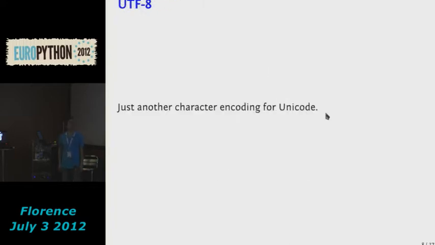Many people confuse Unicode with UTF-8. Actually, UTF-8 is just a character encoding for Unicode. Unicode is just that big list of characters and code points. UTF-8 is the way to tell the computer how these code points are actually represented in the hardware, which sequence of bits corresponds to a specific code point. So UTF-8 is just a character encoding for Unicode. There are other encodings.